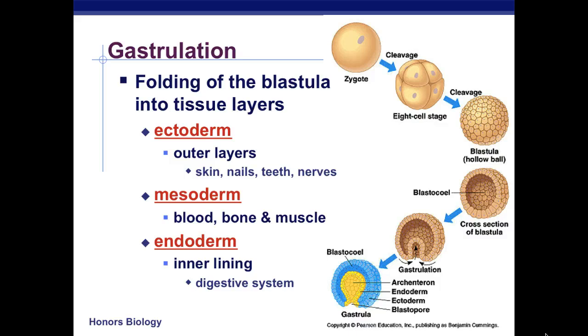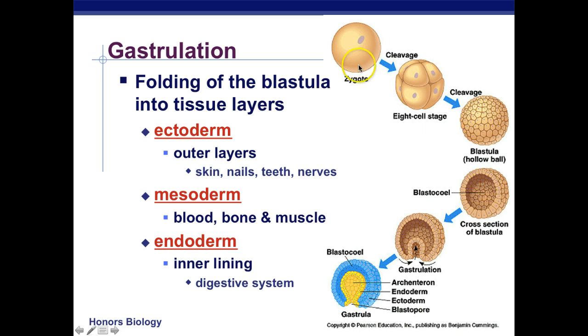The ectoderm is the exterior and outer layers. This is going to develop into the skin, nails, teeth, and nerves. The mesoderm, meso meaning middle, is going to be the blood, bones, and muscle. It's also going to include your heart, the blood, and the skeletal and smooth muscle. And then the endoderm, which is the inner layer, is going to be the inner linings of your digestive system and all of your different organs.